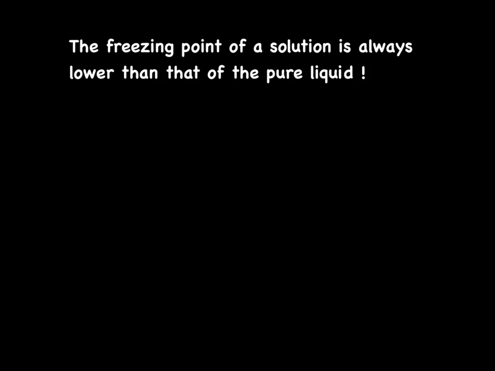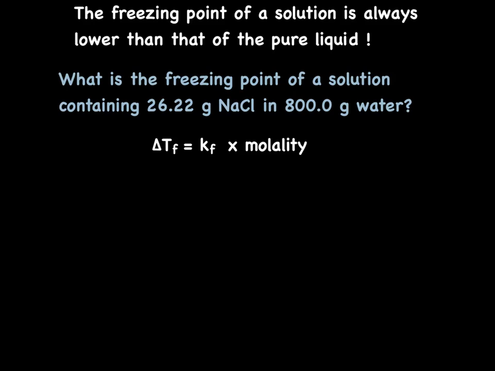So putting sodium chloride into water will raise the boiling point, but putting sodium chloride into water will also lower the freezing point. And we can also calculate the change in the freezing point by multiplying the freezing point constant by molality. And again, remember to take into consideration the number of particles or ions that are formed in the solution. So what would be the freezing point of a solution that contained 26.22 grams of sodium chloride in 800 grams of water? Well, again, let's start with our molality.